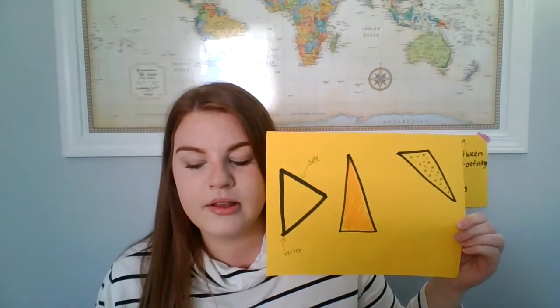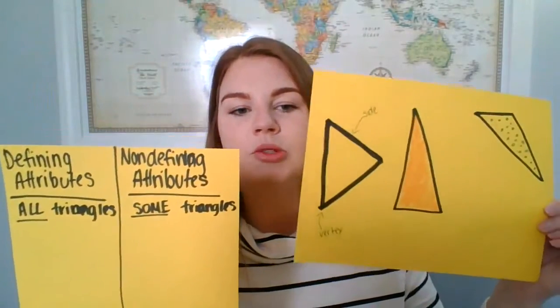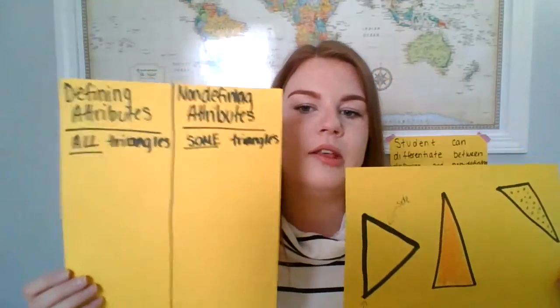So when I'm telling you that I know these triangles have to have 3 sides and have to have 3 vertices, those are the defining attributes. You have to have that in order to be a triangle. So we're going to work on filling out this together. And we're going to use these triangles to fill out this chart.